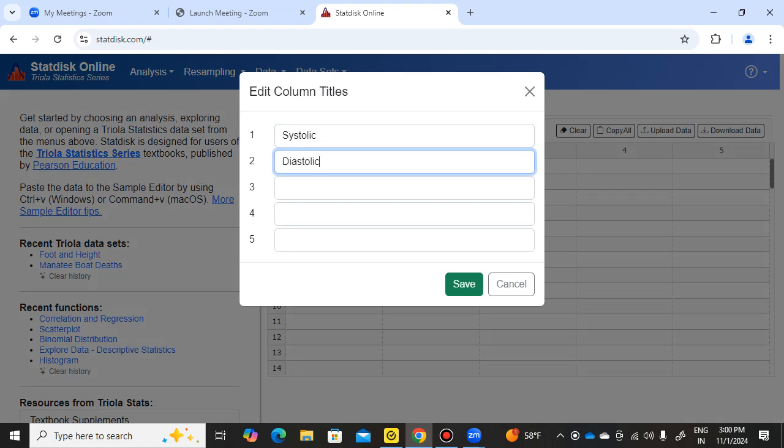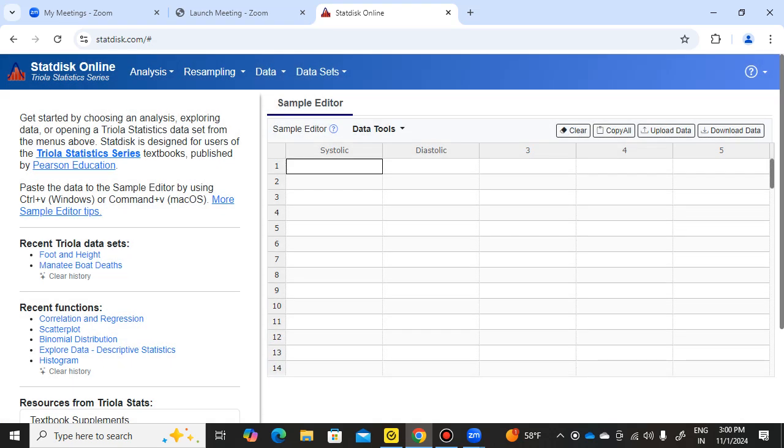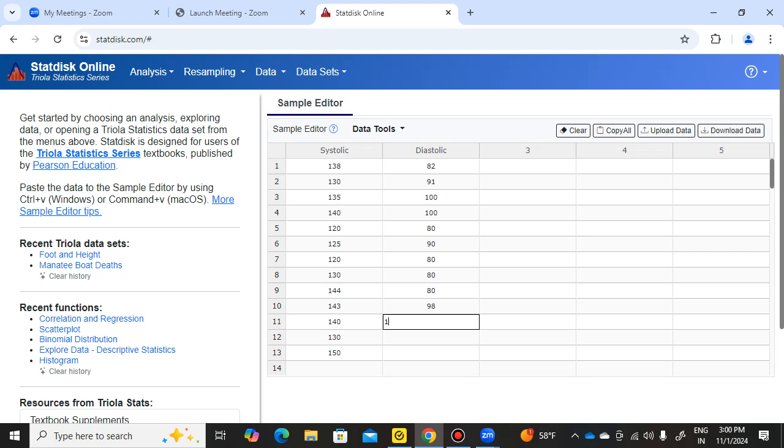So diastolic and systolic. And we add these in the columns. So 138, 130, 135, 140, 120, 125, 120, 130, 144, 143, 140, 130, 150. And we have to have the exact same number, and they have to line up. So if I missed one, then I may have to go back and adjust everything. So the key is not to miss one. Make sure everything is lined up.